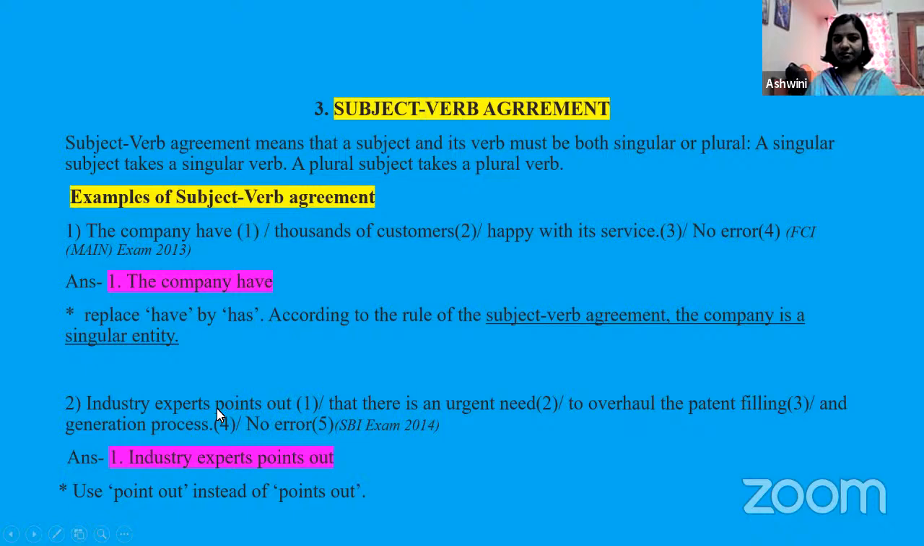I must say, find the error में आपको you have to apply all the rules of grammar. Okay, then you will get a perfect answer for that. Correct answer: use point out instead of points out. Industry experts point out that there is. So that's why our answer is number 1.